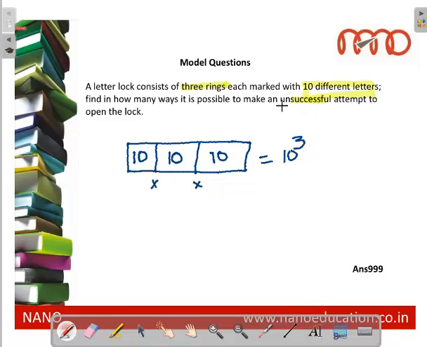But we are counting only unsuccessful attempts. One of these attempts will be the right attempt. So we remove it: 10 cube minus 1, that is 999 attempts are unsuccessful attempts. So this question is based directly on the fundamental principle of counting. Okay. Let us look at the next question.